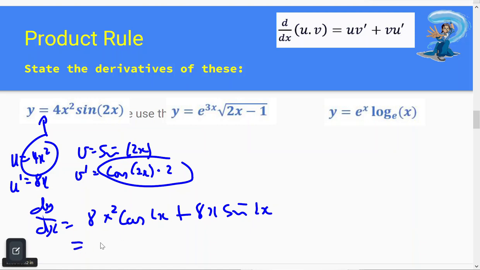And to take out common factors, I've got an 8 and an x outside of x, cos of 2x plus sine of 2x. Done. And what might this one look like?